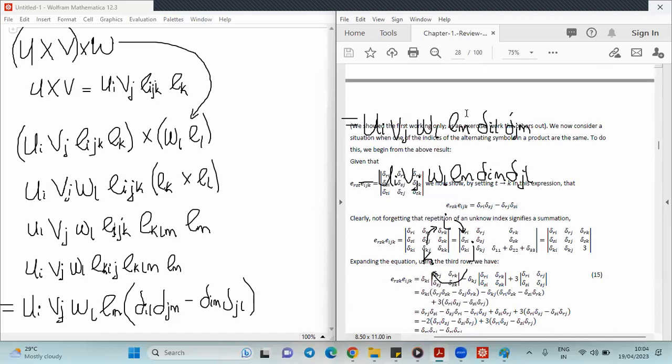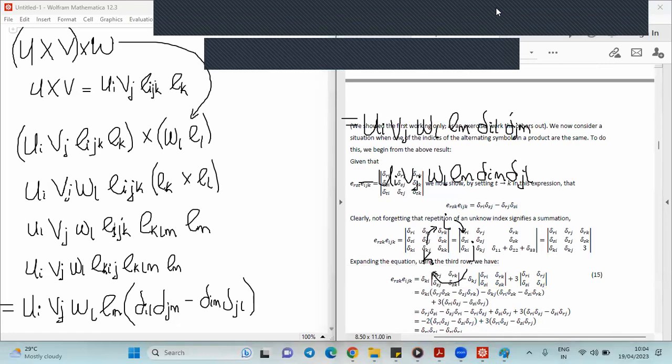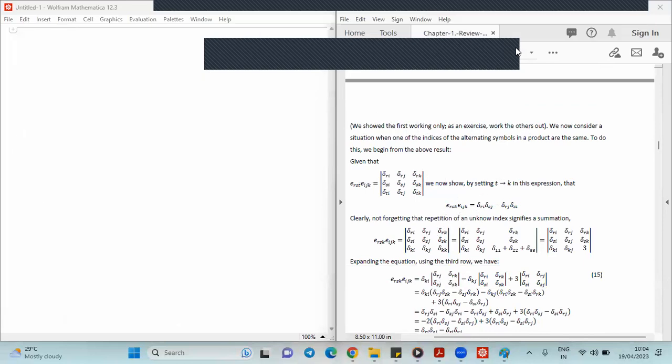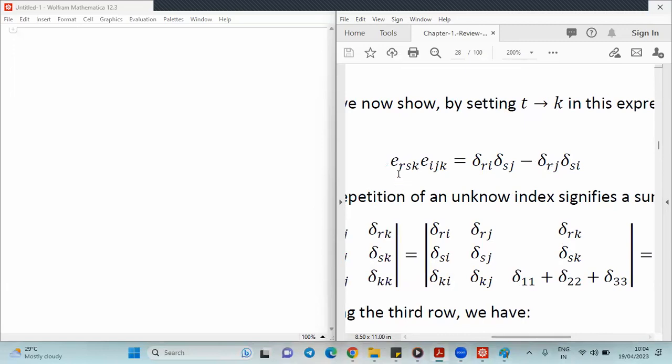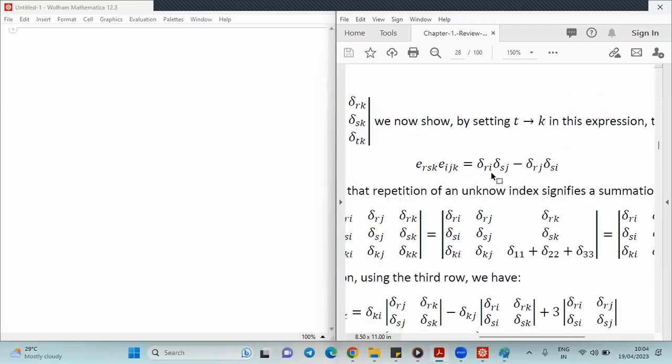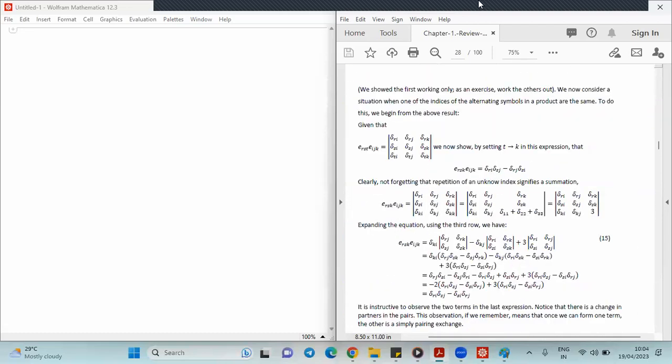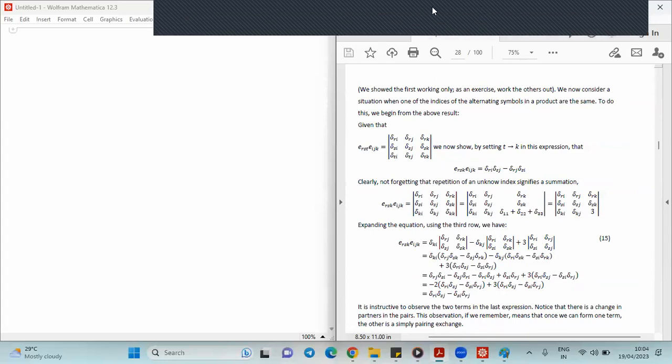Let me clear my screen first before I continue. You can see here what was done on page 28 this time. RSK, IJK. They took the first letters, they took the second letters, and they took the first and the second, then the second and the first, like that. RISJ, RJSI, like that. So that's how that was gotten. So I hope that answers your question.